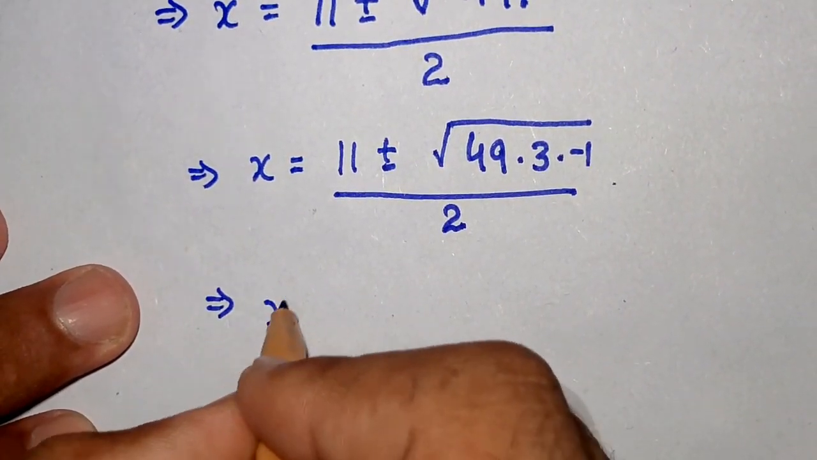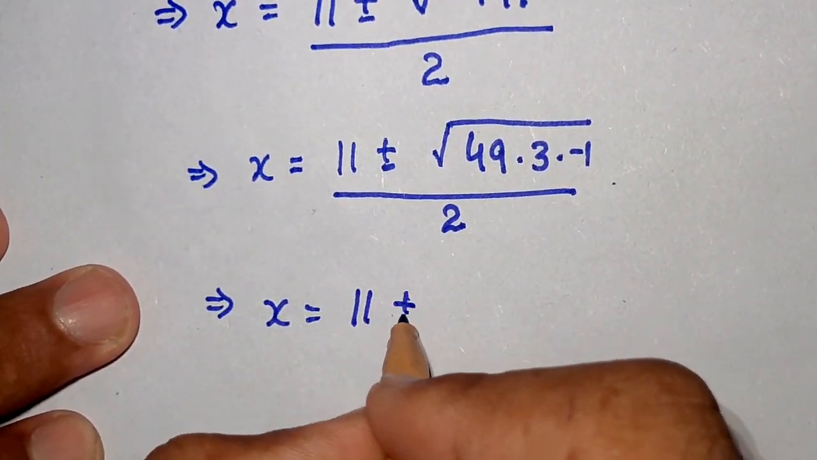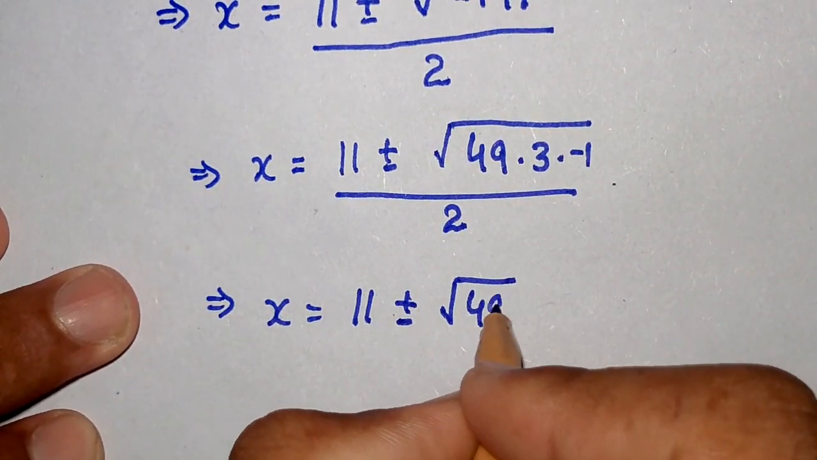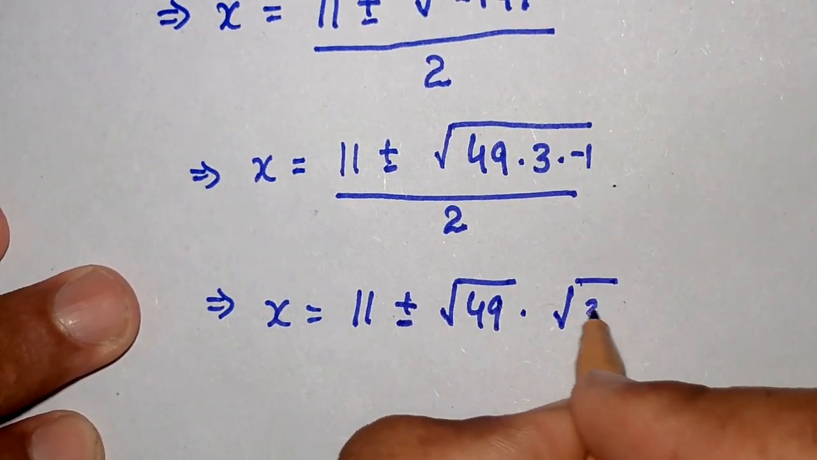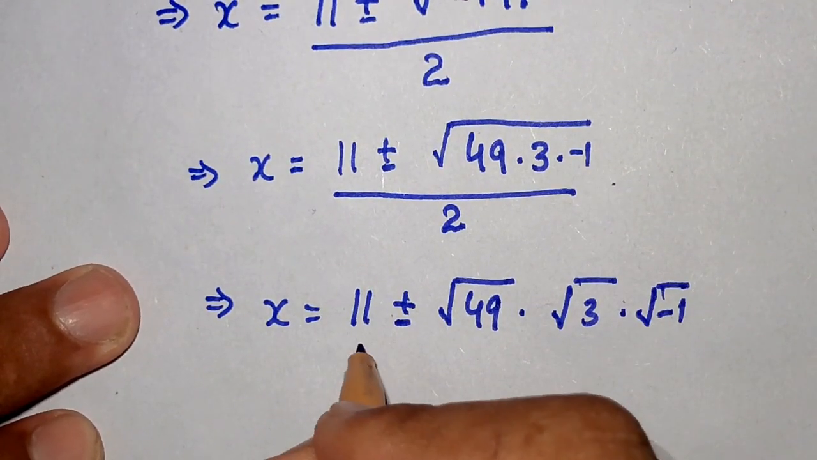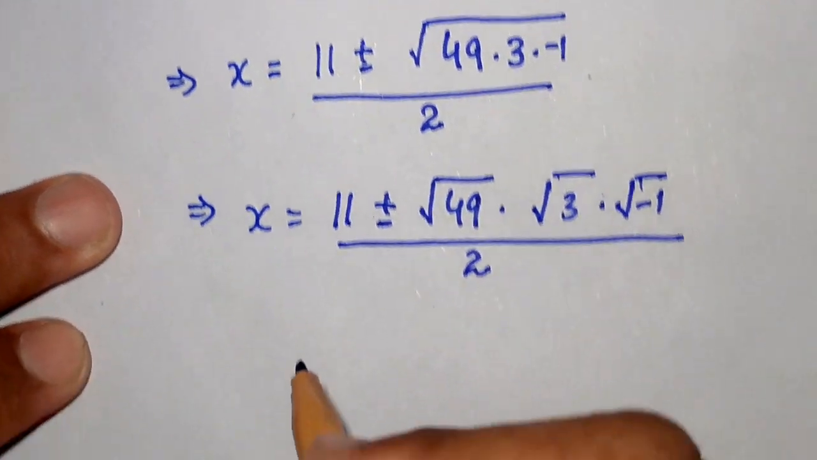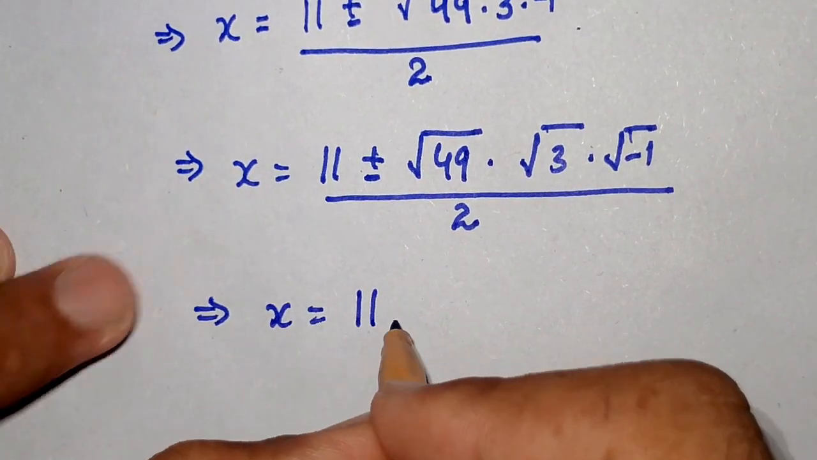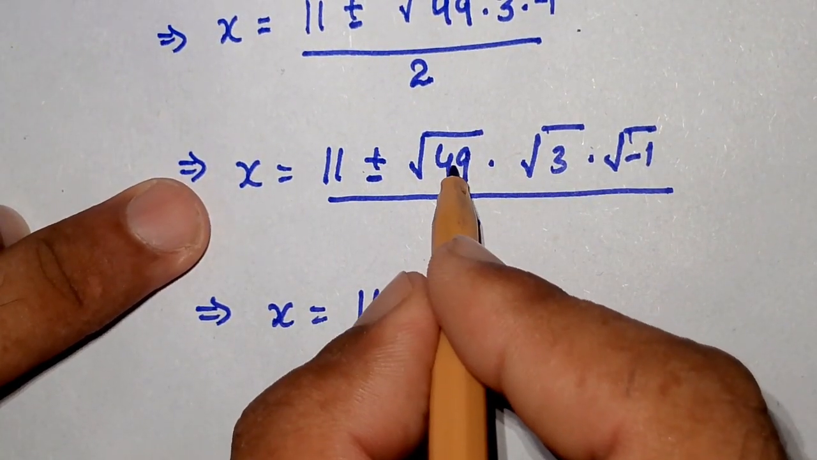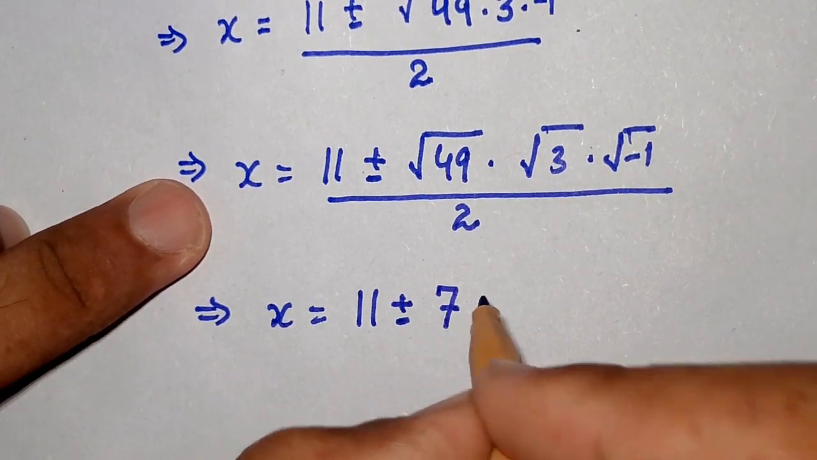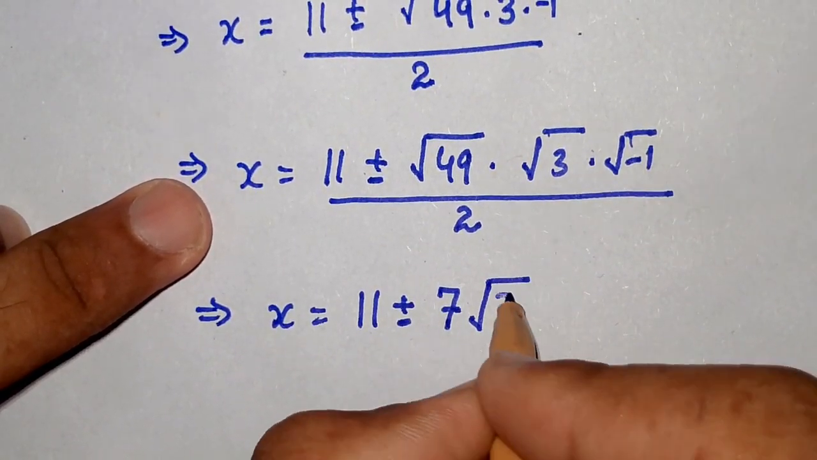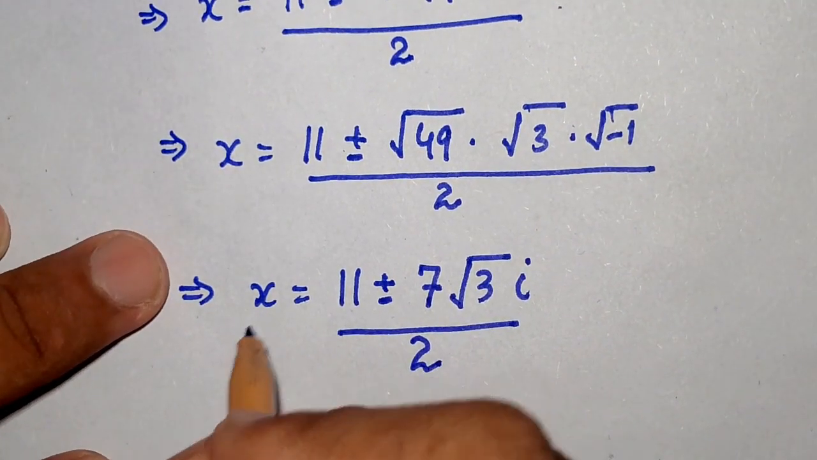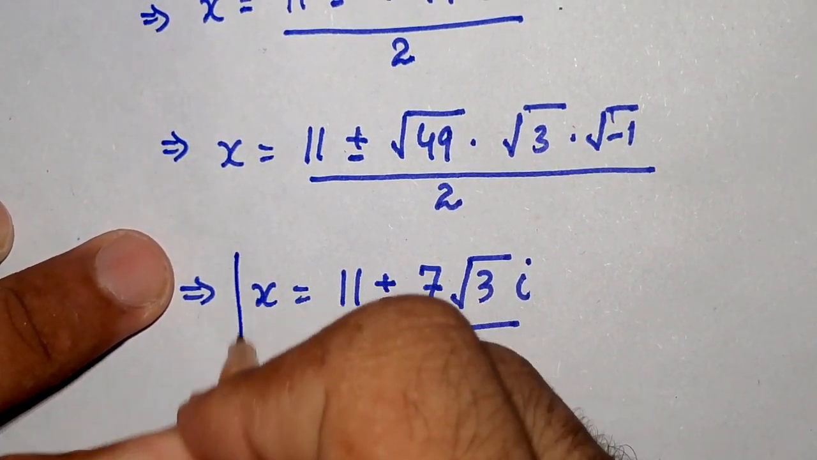X is equal to 11 plus minus square root of, this can also be written as square root of 49 times square root of 3 times square root of minus 1, and this is divided by 2. So x is equal to 11 plus minus, square root of 49 is equal to 7, times square root of 3, and square root of minus 1 is equal to i, divided by 2. So these are the two complex values of x.